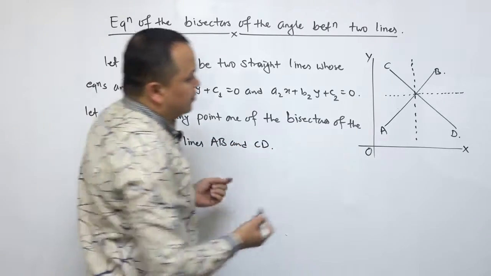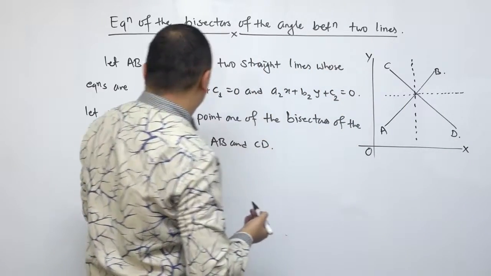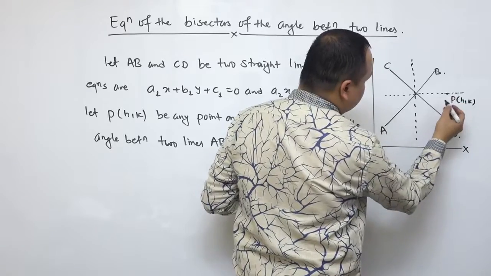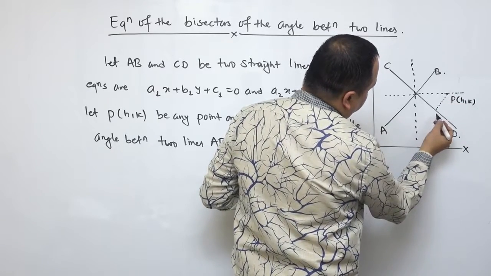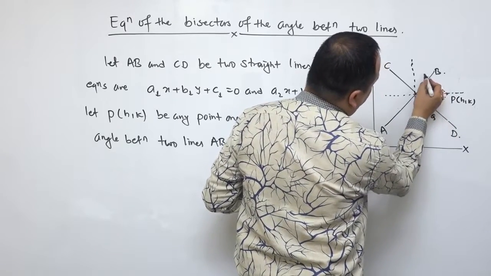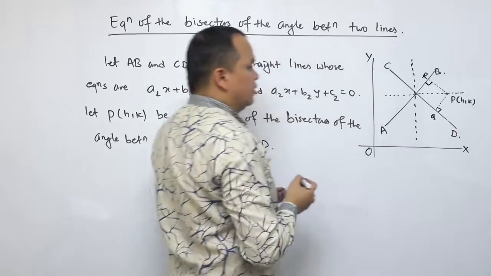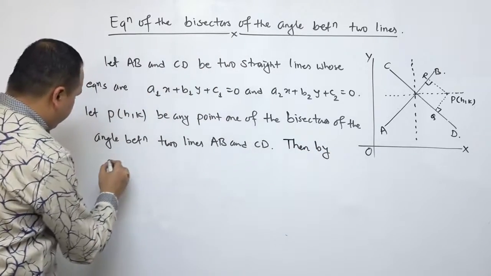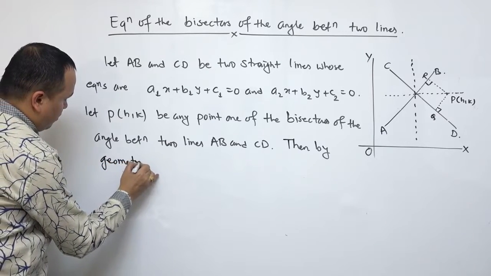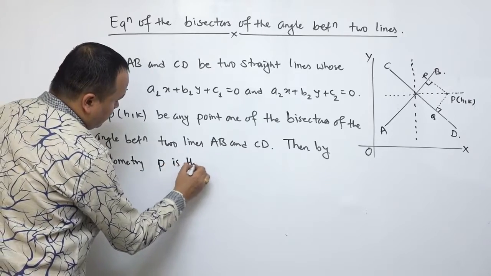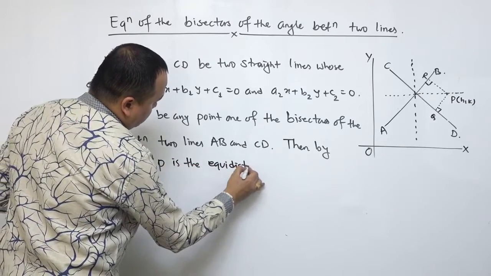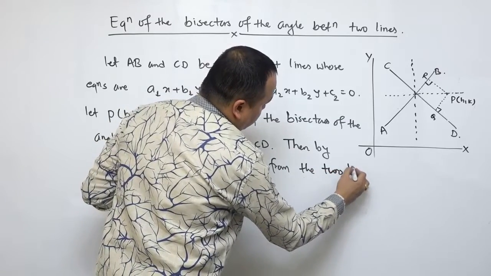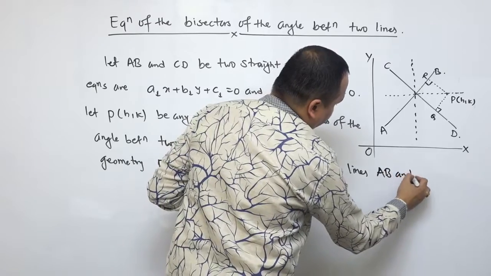So P(h, k) I suppose to be a point on either this bisector or this bisector. From P draw perpendicular PQ and PR. Then by geometry, P is equidistant from the two lines AB and CD.